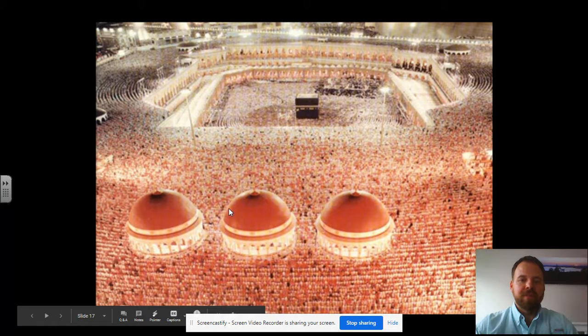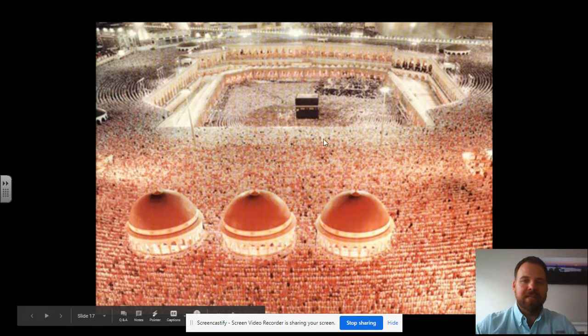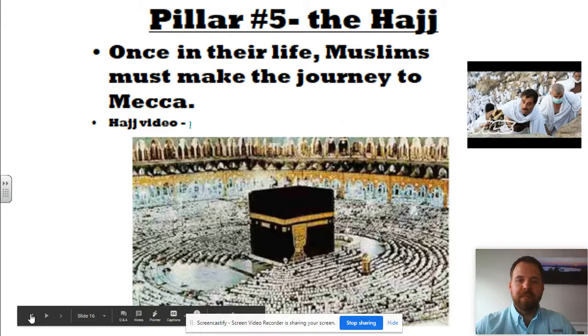And the three domes here are just another part of the mosque. So you can see that this is during Ramadan, where it would be very busy and very packed, and this is just more of a zoomed out version of the previous picture here.